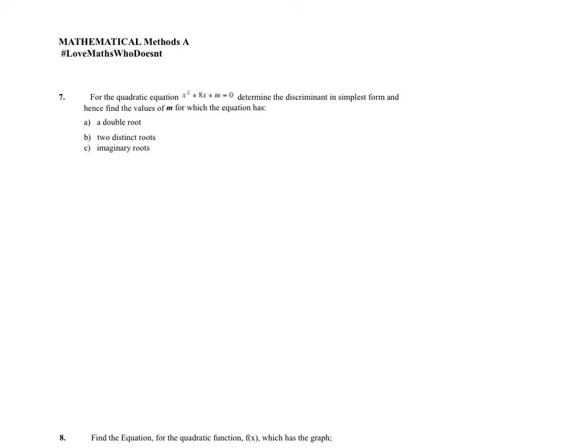Hi everyone, let's go with question 7. We have to use the discriminant to help us decide for what values of m this equation is going to have 2 real solutions, no real solutions, or 1 double root. I'm just going to start here with the discriminant in the corner. The discriminant is equal to b to the power of 2 take away 4ac.